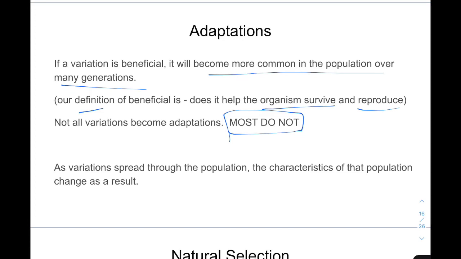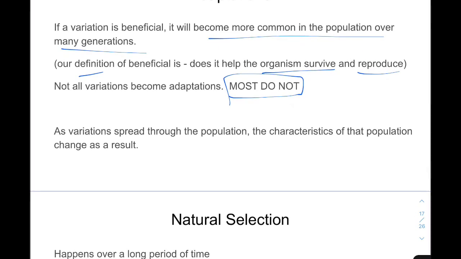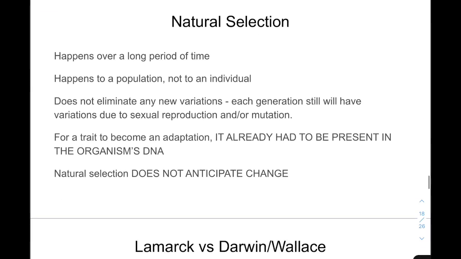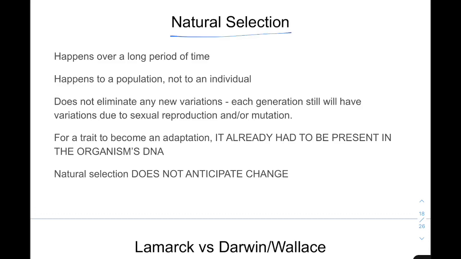If you have a variation that lets you survive a disease that is currently ravaging your population, that's great news for you and for your offspring, and your offspring are probably going to be alive while other ones die. If this changes over many, many generations, then the whole population starts to look different. How these changes appear in a population is a result of what's called natural selection. This happens over a long period of time. This is many generations.